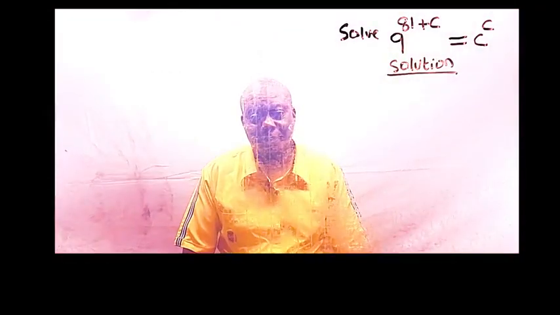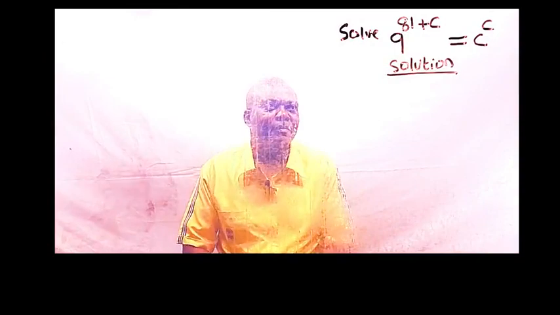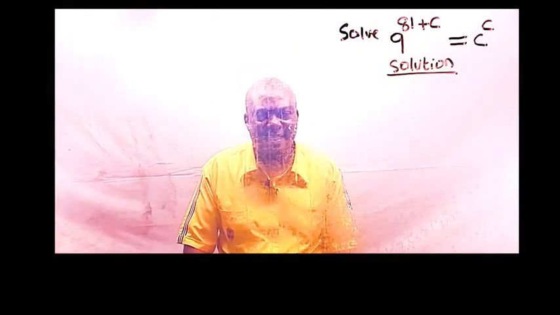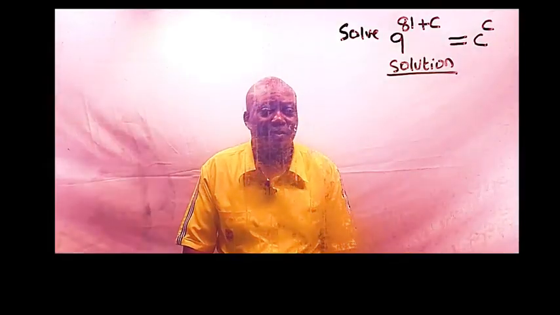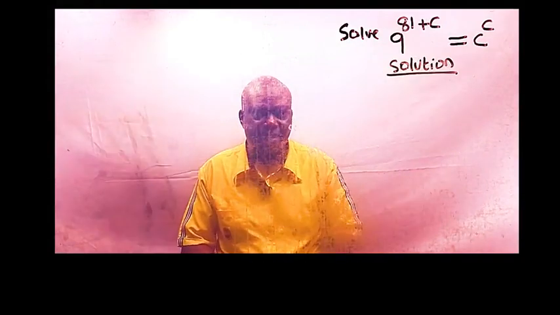When you solve this problem, please try and watch this video to the end and see how simple it will be. So you have 9 to the power 81 plus c equals c to the power c. Now try to repair the process here.